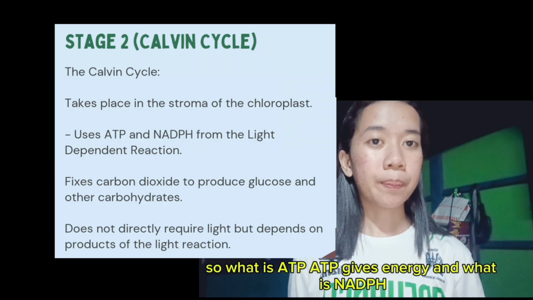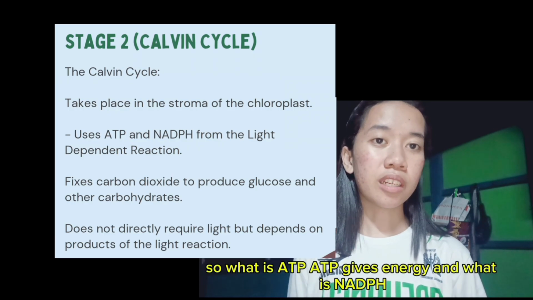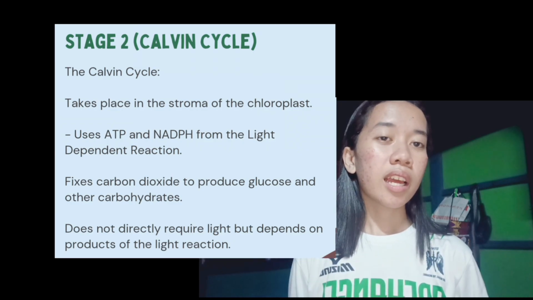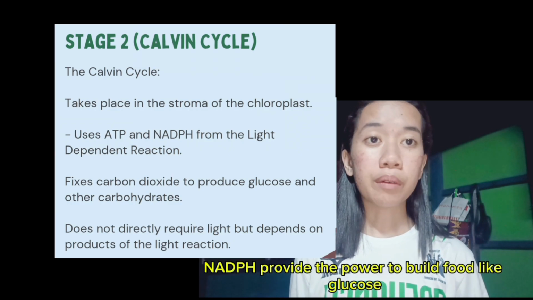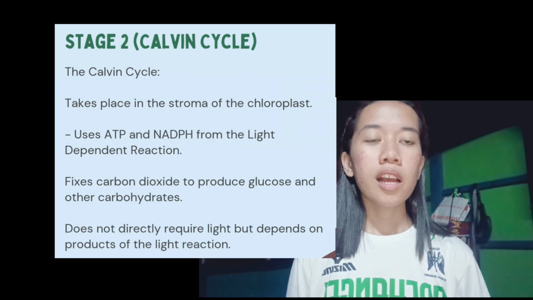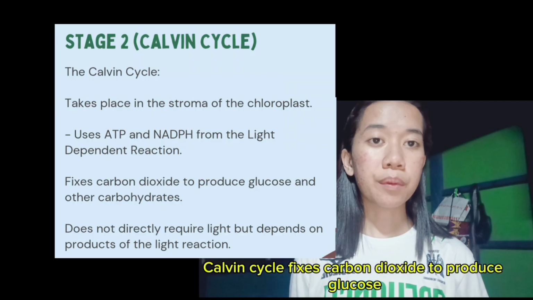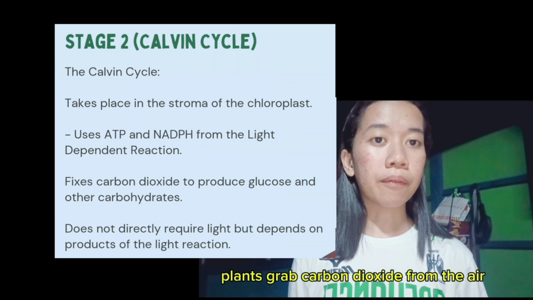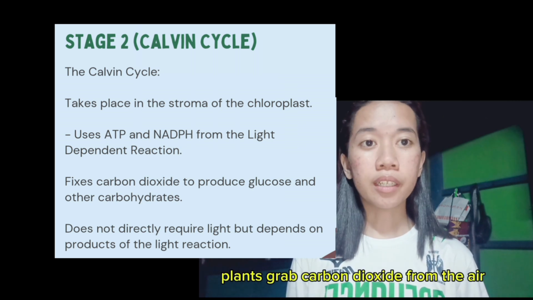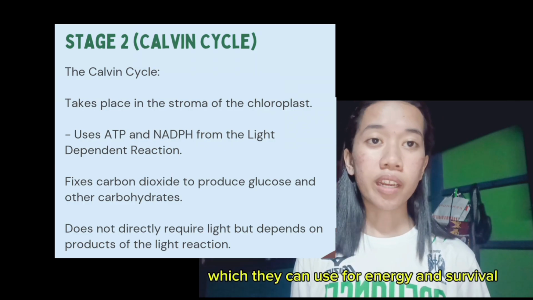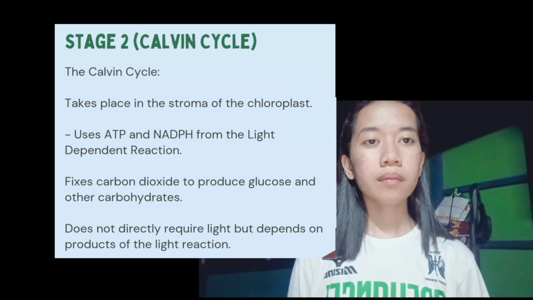So what is ATP? ATP gives energy. And what is NADPH? NADPH provides the power to build food like glucose for the plant. The Calvin cycle fixes carbon dioxide to produce glucose and other carbohydrates. Plants grab carbon dioxide from the air and turn it into sugar, which they can use for energy and survival.